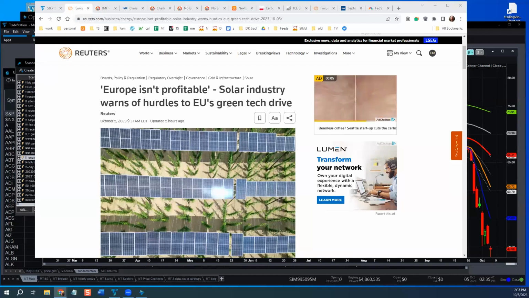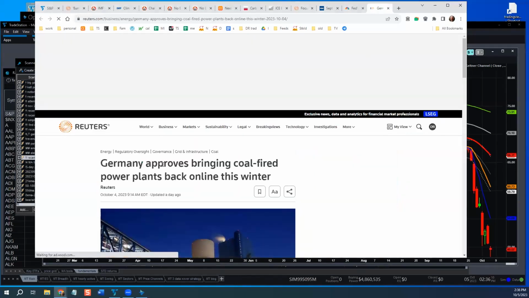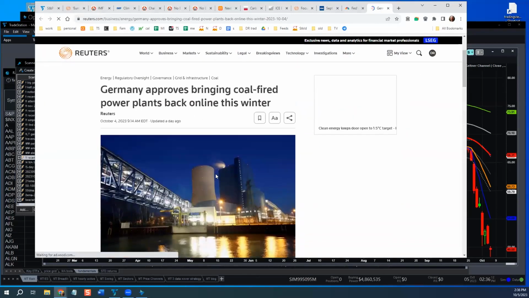The Europeans, I think there was a German government, I think, said that they're going to allow coal mining or something, or no, they're going to allow the coal power plants to come back online. Let me see. I have it on my other screen. I'll find it somewhere. All right, here it is. It's a Reuters article. Germany approves coal-fired plants this winter.